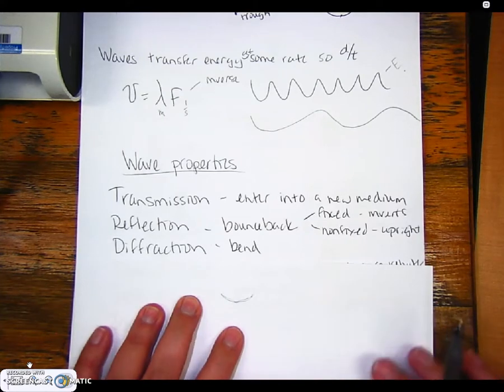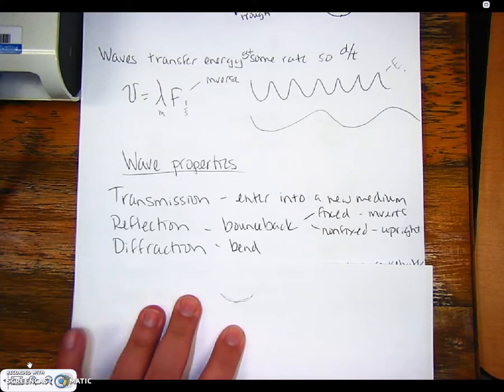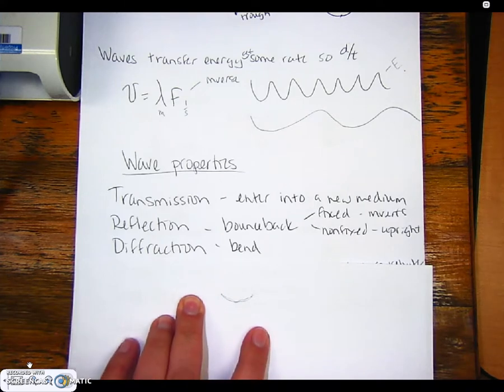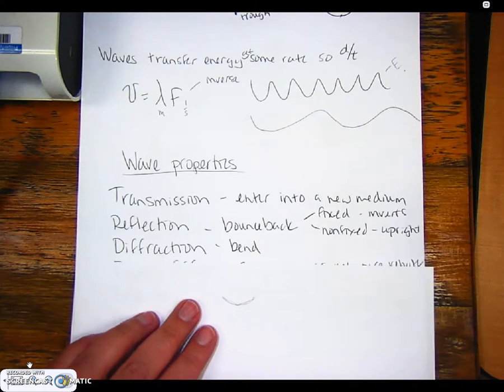Now, another wave property is diffraction. This is just when waves bend around boundaries, and we don't really go into much detail about them in AP Physics 1. We do talk about them more extensively in AP Physics 2 when we talk about light.